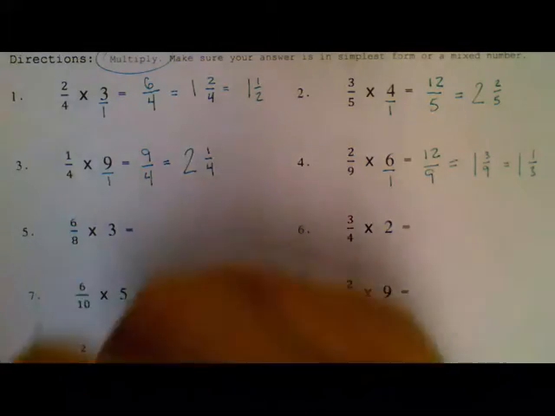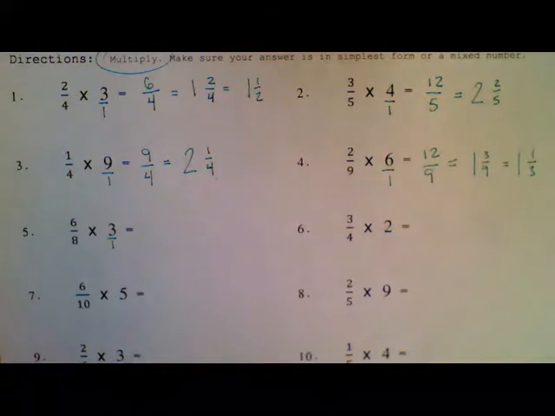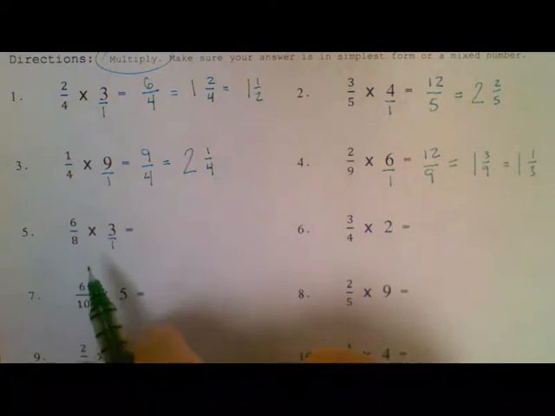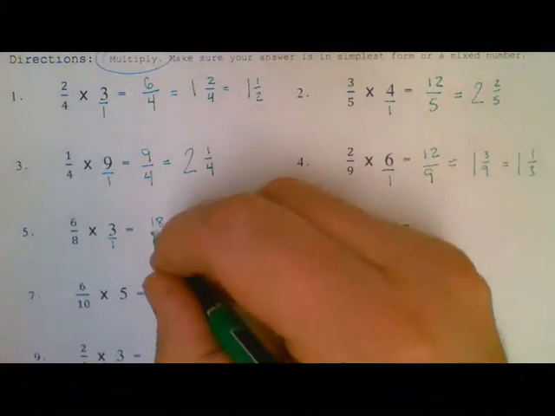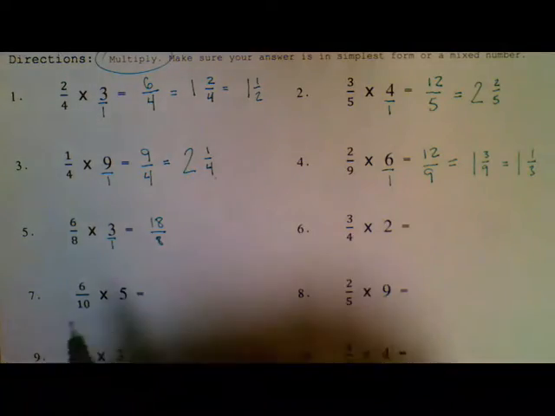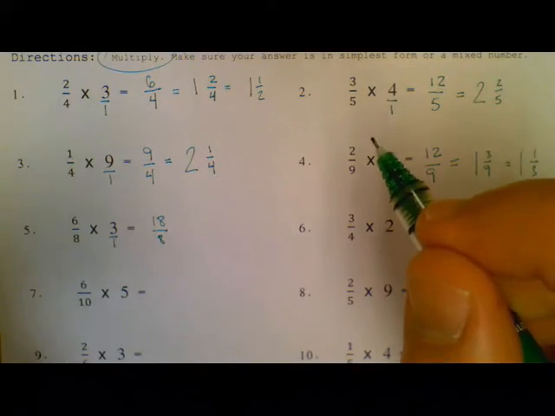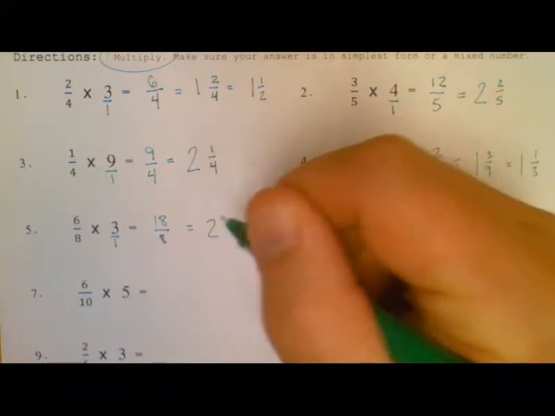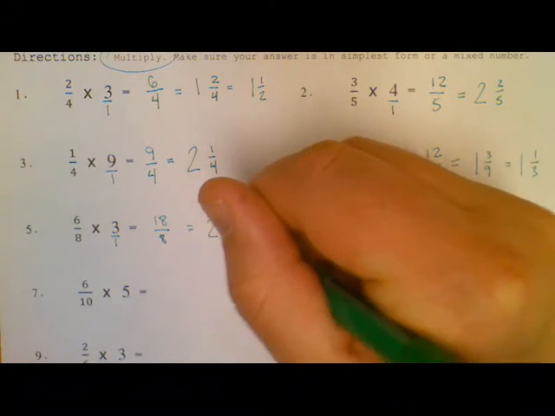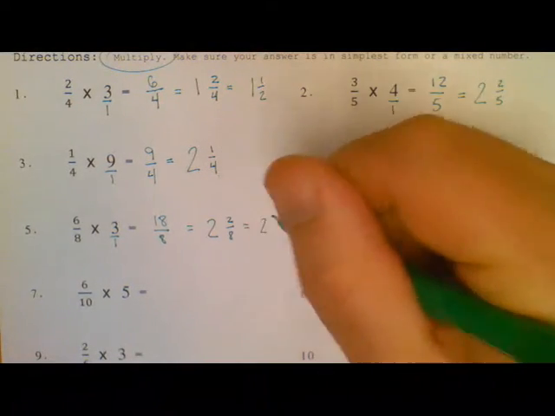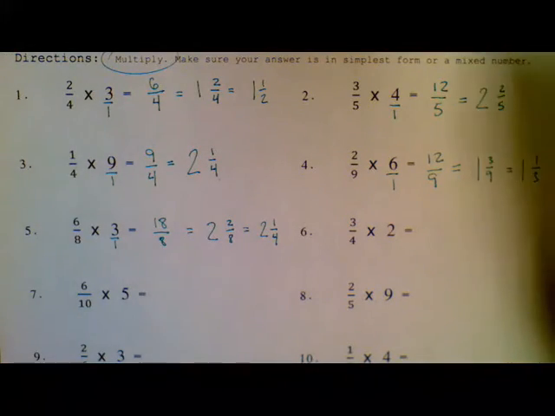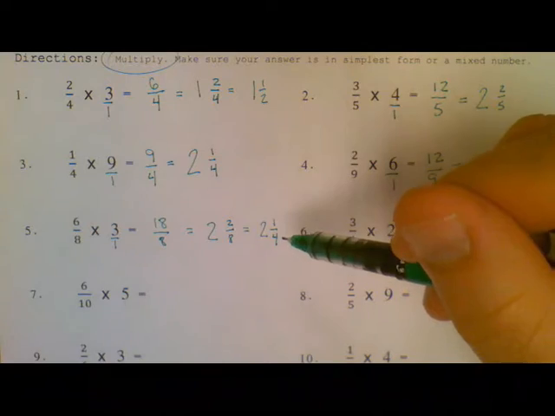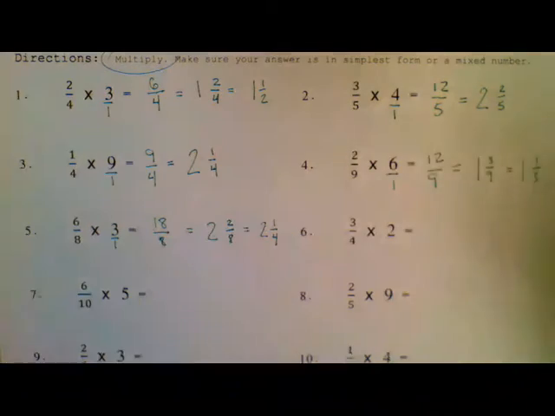6/8 times 3. Put it on a pedestal, take it to the art museum, give it a little culture, right? 6 times 3, 18. 8 times 1 is 8. Let's count by 8s up to 18. 8, 16. I got 2 and 2 8s left over, or 2 1/4. Okay, what's 2 1/4 as a decimal? 2.25, because it's like money, right? 2.25.